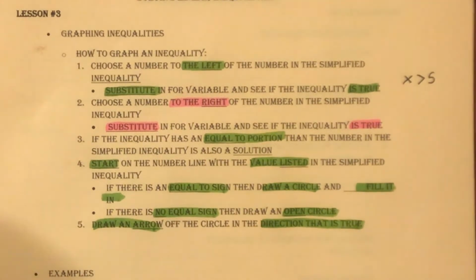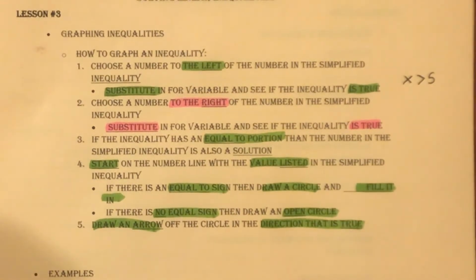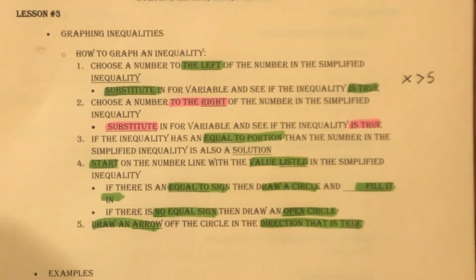All right, so that's a lot of words. Let's actually put that into use here. We've got 3 examples. Example A says y is less than or equal to -3. So first step when graphing is we're going to choose a number to the left of -3. So if I come over here to -3, I want to choose one of these numbers.